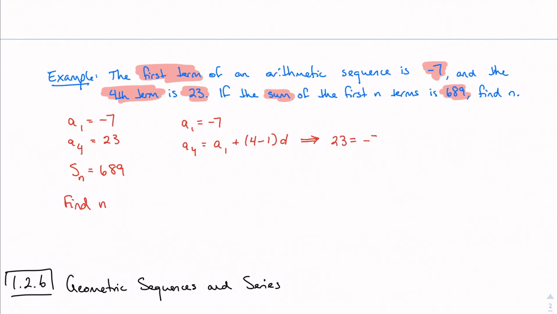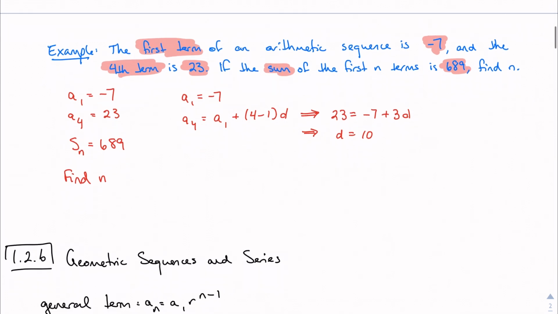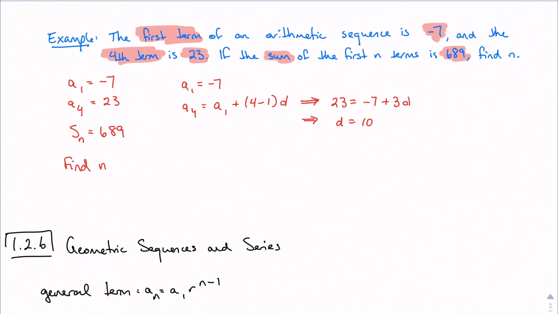Well, our fourth term is 23. Our first term is -7 plus 3d. And by solving this, we know that d then is 10. So we're going to hang on to that for a minute.